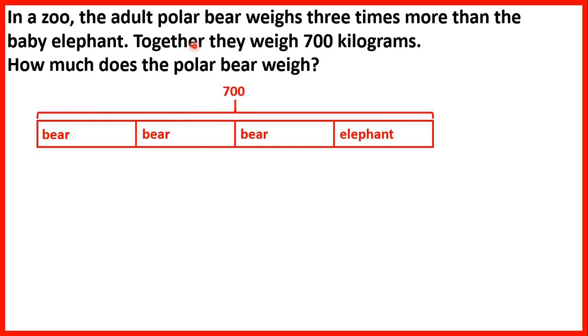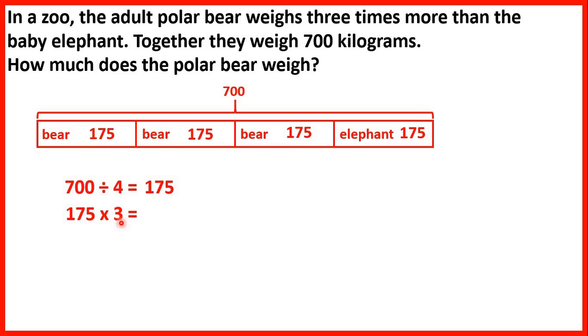Now we know that together they weigh 700 kilograms. So first we need to find the value of each bar. We have 4 bars and a total of 700. So we can divide 700 by 4 to get the value of each bar. And if we use short division, 700 divided by 4 will give us 175. So each bar is 175, and we have 3 bars for the bear, so that's 175 times 3.